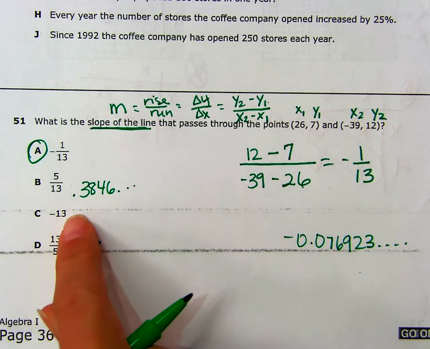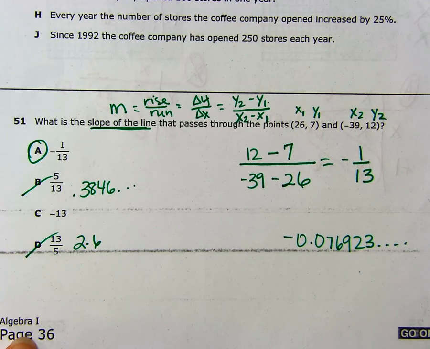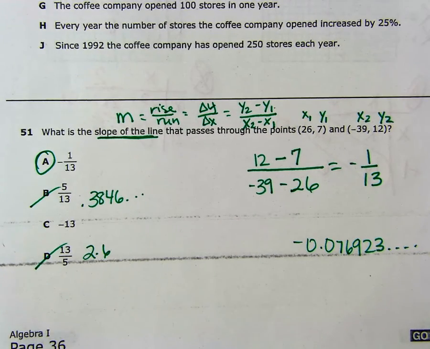So you should know that it's negative right away just from that. It can't be B or D. So that should help you eliminate some answer choices too. So don't forget to use your context clues. Don't forget to use your calculator to help where appropriate.